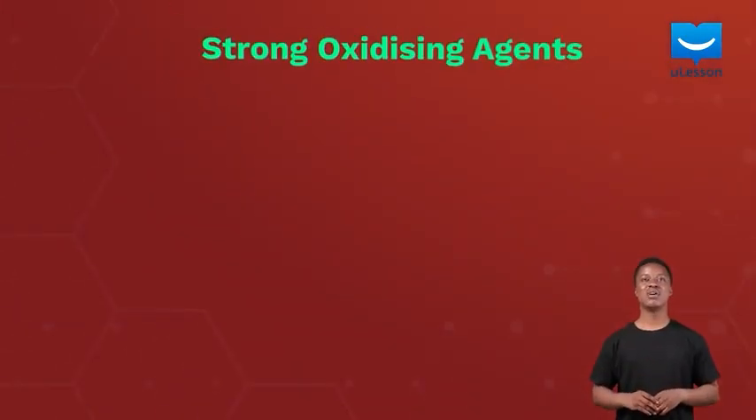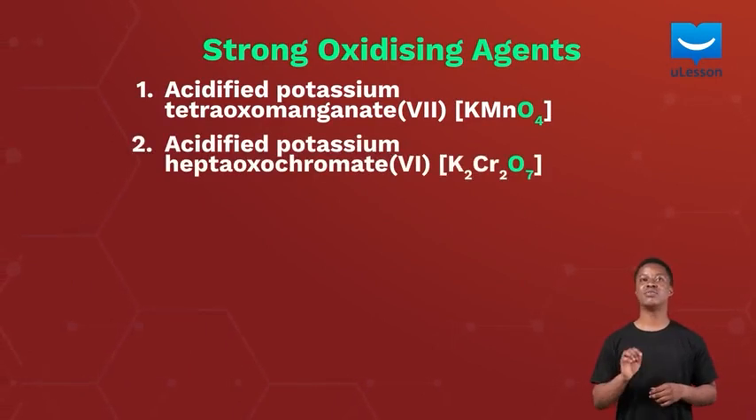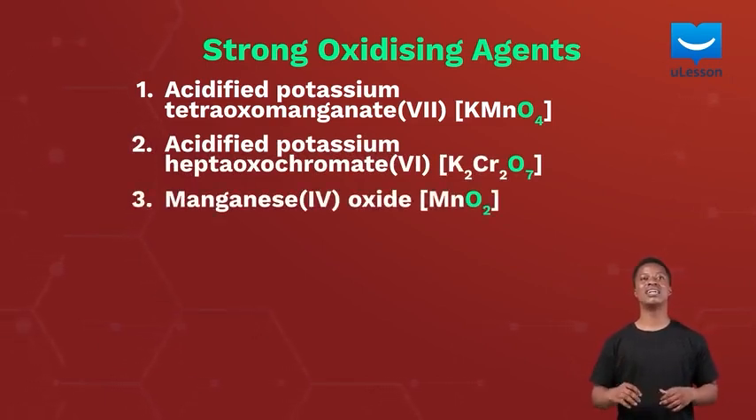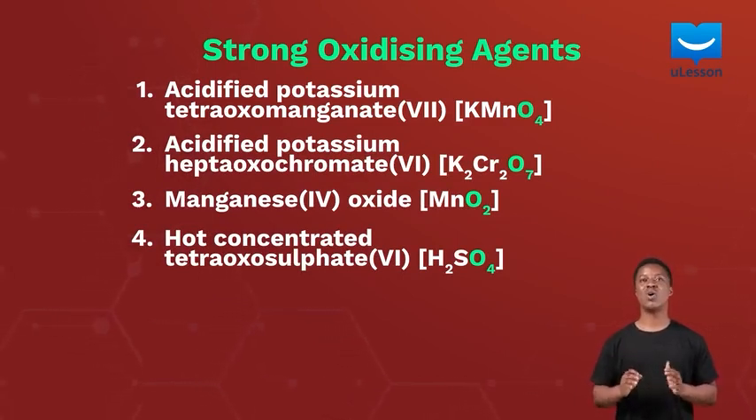But some substances are so electronegative that they almost always accept electrons or give away oxygen. These substances are often used as oxidizing agents. Examples include acidified potassium tetraoxomanganate(VII), acidified potassium heptaoxodichromate(VI), manganese(IV) oxide, and hot concentrated tetraoxosulfate(VI) acid. As you can see, these oxidizing agents all have sufficient oxygen atoms to give away, and this is why they are very good oxidizing agents.